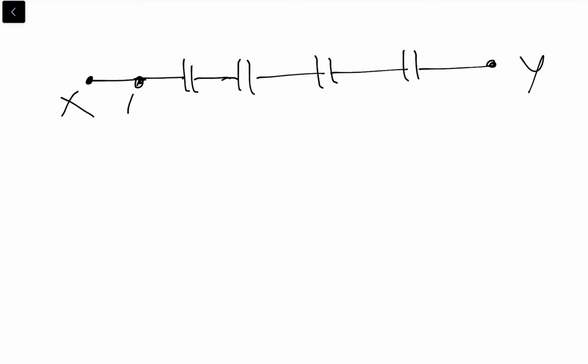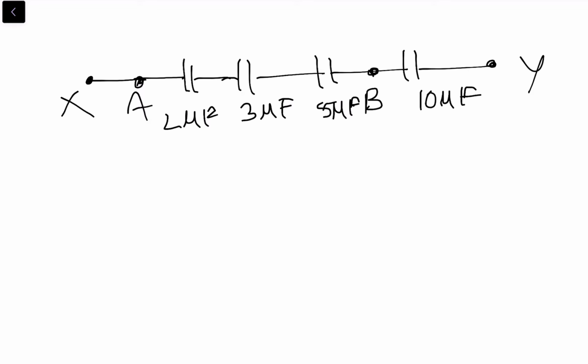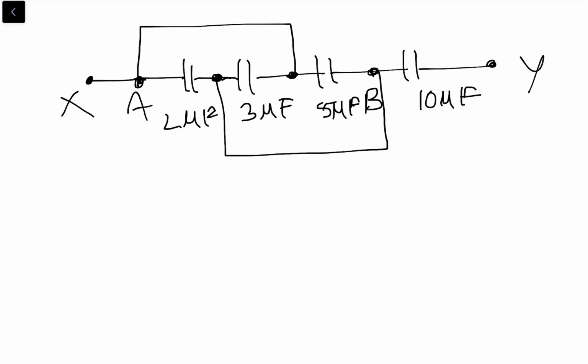This is the point A, and after here we have the point B. Then the first one is 2 microfarads, second is 3 microfarads, third is 5 microfarads, and the last one is 10 microfarads. After the first one there is a junction, after the second one also there is a junction. From A the point comes and joins here. Similarly, after this one it has joined to B.